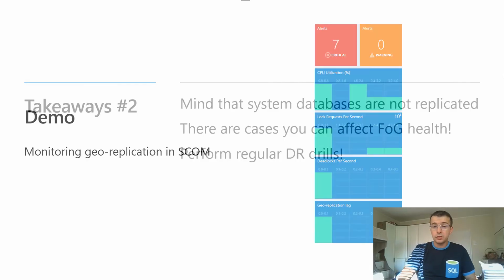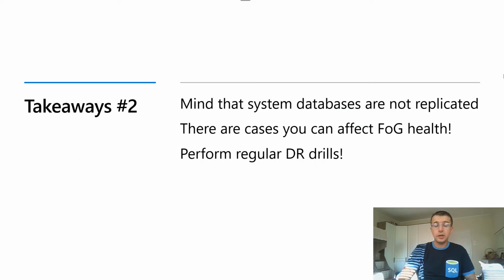Okay, we are close to the end of the presentation, so another round of takeaways and a quick recap. Please mind that system databases are not replicated, and make sure that critical objects from the system databases are replicated by you. Also, there are cases where you can affect failover group health, so make sure to be aware of that and keep an eye on the health of the failover group replication in these cases, and of course perform regular DR drills. That's the only way to make sure that you will avoid bad surprises once a real failover happens. That would be all.